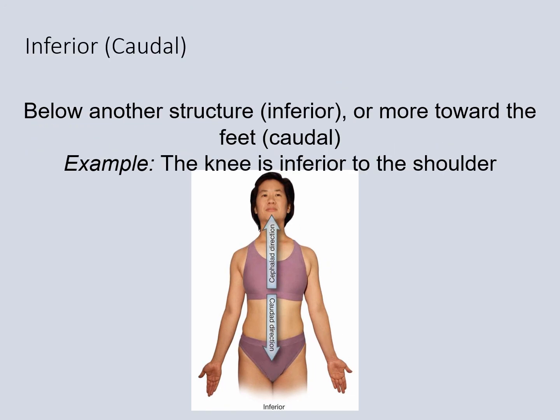So the opposite of superior or cephalic is inferior or caudal. Think, for example, if you feel like you're superior to someone, that means that obviously they're inferior to you. The word caudal comes from the Latin word cauda, which literally means tail. So something that is caudal is located closer to your tail. The example that they give you here is that the knee is inferior to the shoulder. The knee is located below the shoulder.